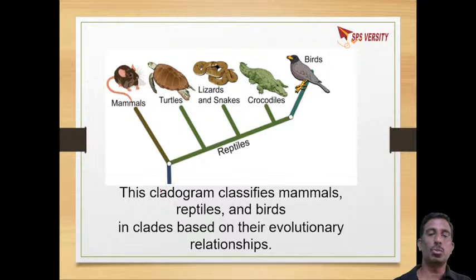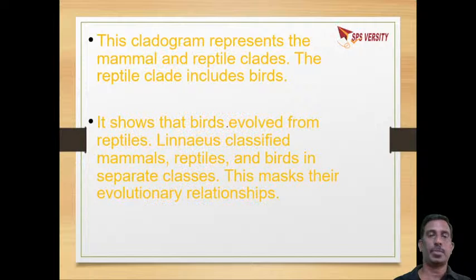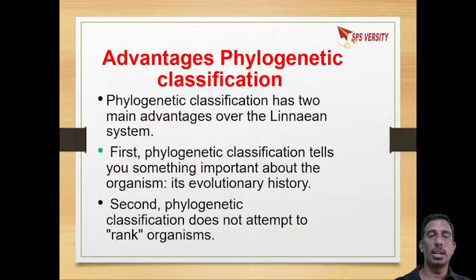So here you can look into a cladogram where mammals, turtles, lizards, snakes, crocodiles, birds are classified based on evolutionary relationship. In this, you can see mammal has one clade and reptile has one clade. In reptile, birds are included. Why? Because birds have evolved from reptiles. So according to evolutionary phylogeny, birds evolved from reptiles.